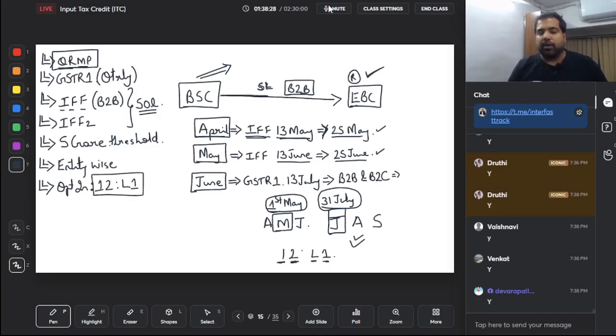This is the shortcut. Of course, they have not told us, but this is so complicated that I had to make a shortcut. And once you opt in, do I have to opt in every time? No, you're opted in continuously till you opt out or till you touch 5 crore rupees.